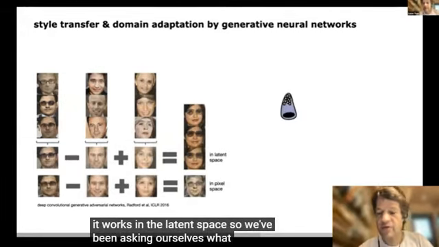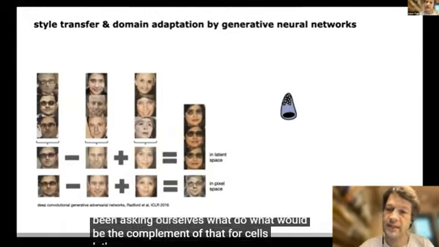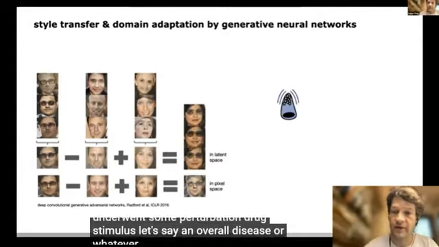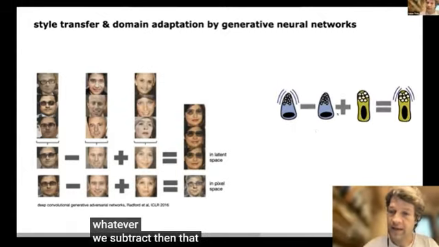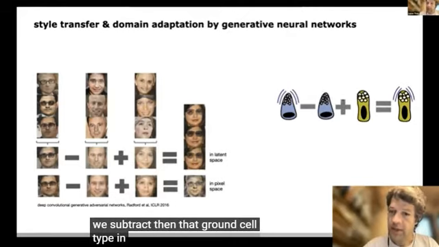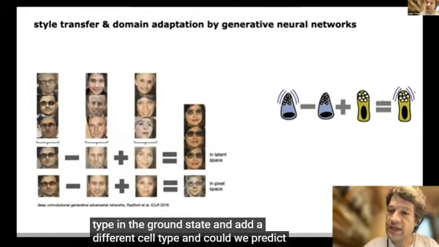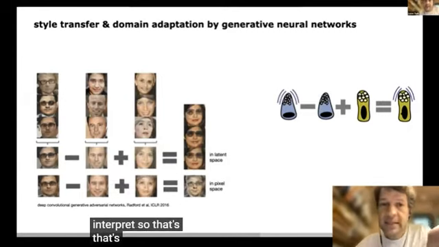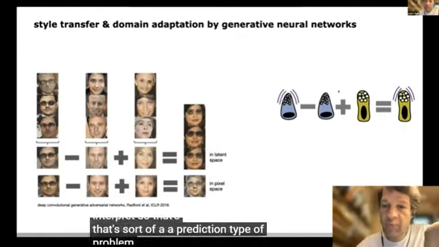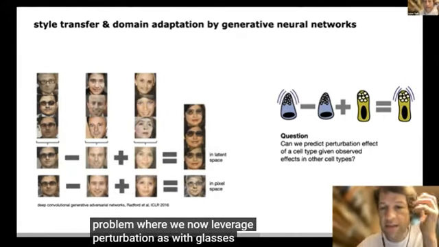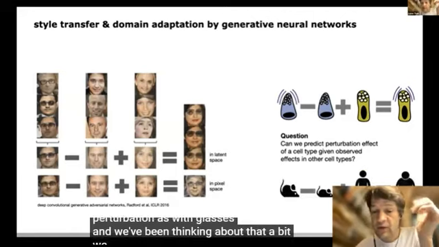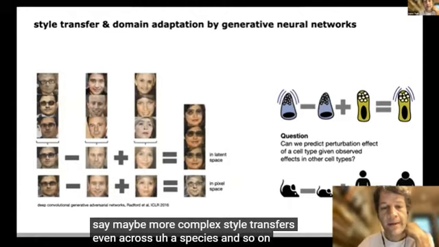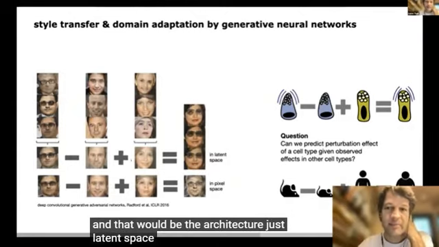So we've been asking ourselves, what would be the complement of that for cells? Let's say we have a cell that underwent some perturbation, a drug stimulus. Let's say an overall disease or whatever. We subtract then that ground cell type in the ground state and add a different cell type. And could we predict then this cell type? We could predict, or we could interpolate. We can try to interpret. So that's sort of a prediction type of problem where we now leverage perturbation as with glasses. And we've been thinking about that a bit. We could also sort of say maybe more complex style transfers even across a species and so on.